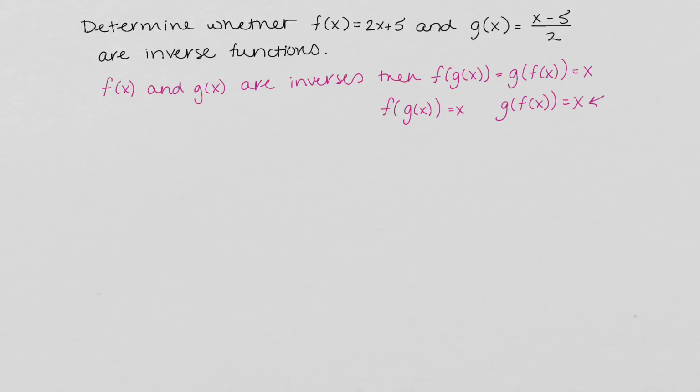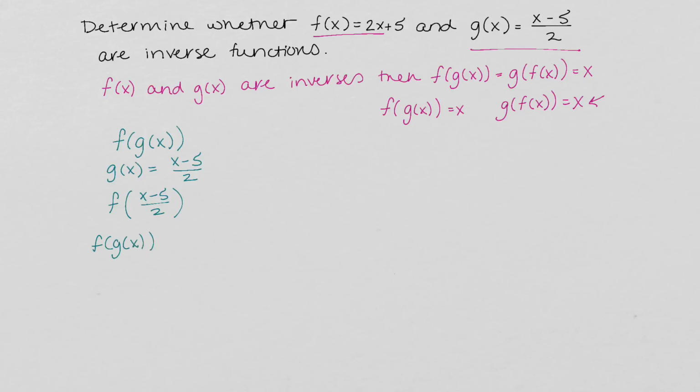So we've got f of x is 2x plus 5, and g of x is x minus 5 over 2. We are going to test f of g of x. And so here, g of x is x minus 5 over 2. So what I'm really doing is I'm putting the x minus 5 over 2 into f as an input, right? And f is 2 times something plus 5. So f of g of x is 2 times x minus 5 over 2 plus 5. And then we simplify from there.